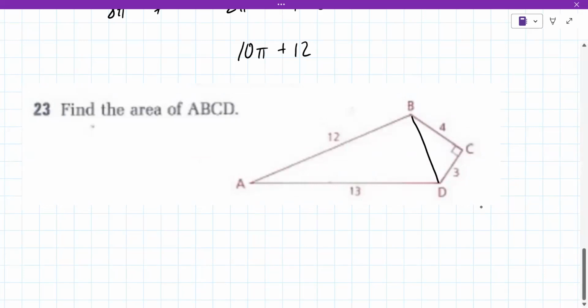That's the hypotenuse of the right triangle BCD. And then you can actually find this length. And maybe you know the answer. If not, your fallback or your default is a squared plus b squared equals c squared.